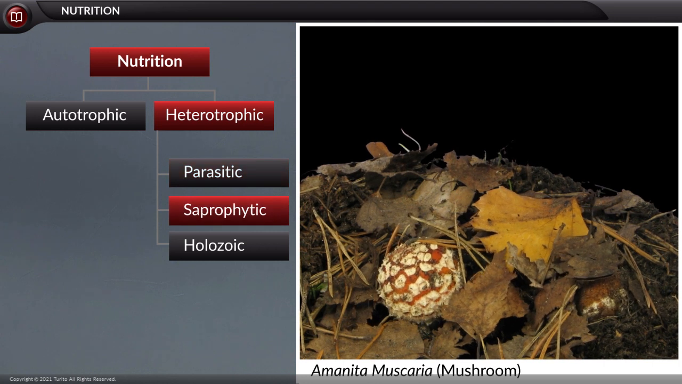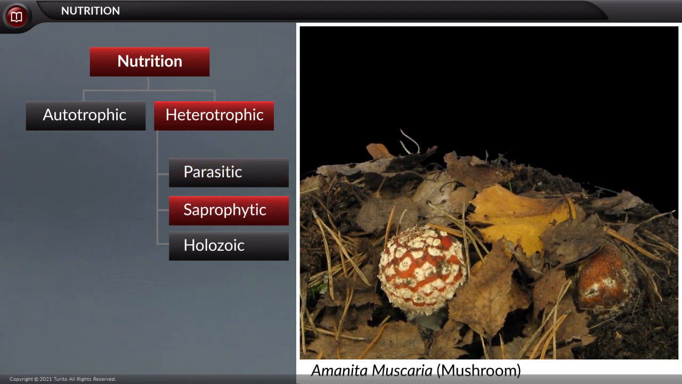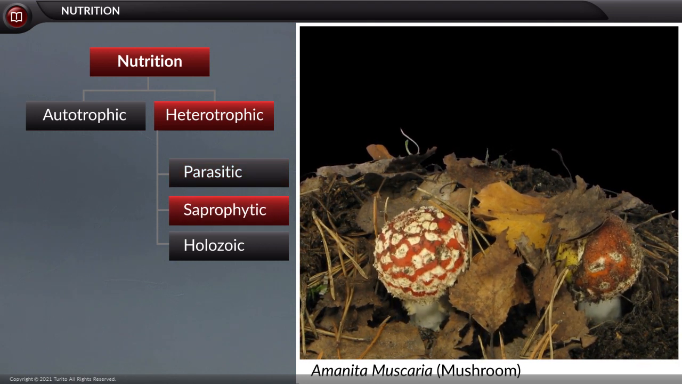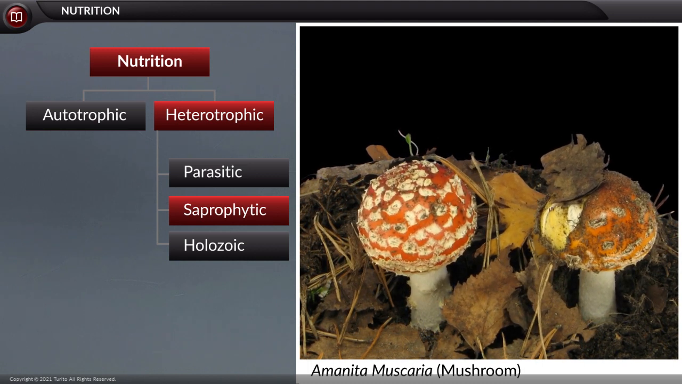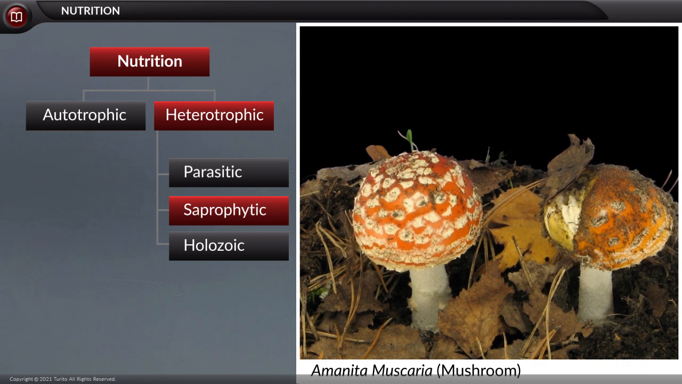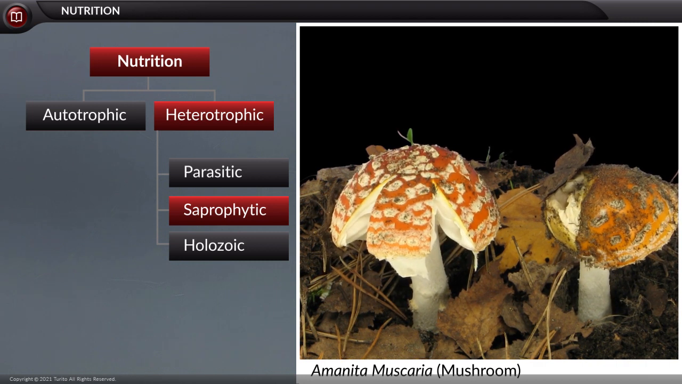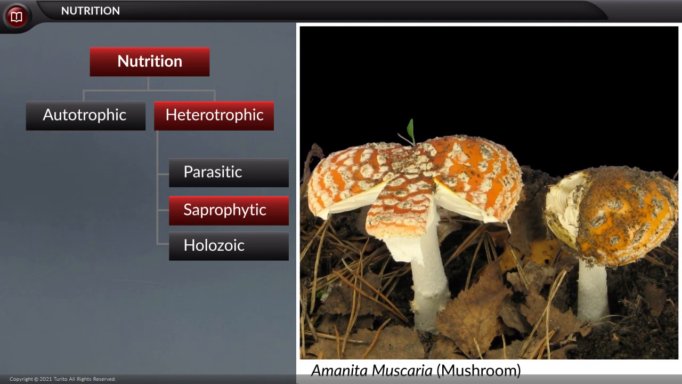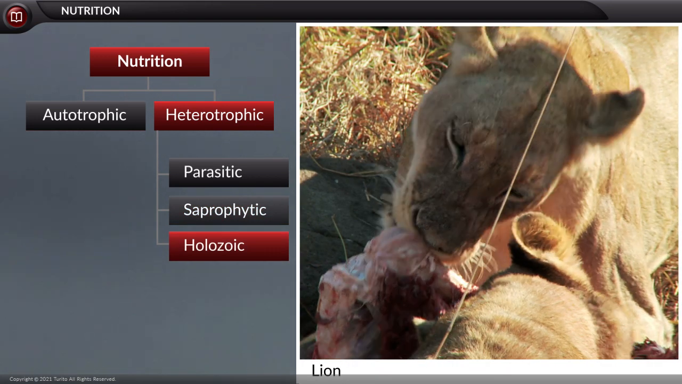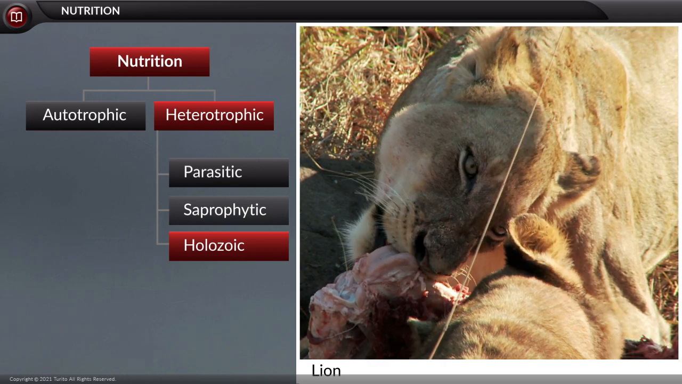Next, we have saprophytic nutrition, where we see that these organisms are depending on dead and decayed organisms. So they derive their energy from dead organisms. For example, we have Amanita muscaria, which is a type of mushroom, which is also depending on decomposing organisms, could be plants or animals. The next type we have is Holozoic mode of nutrition.